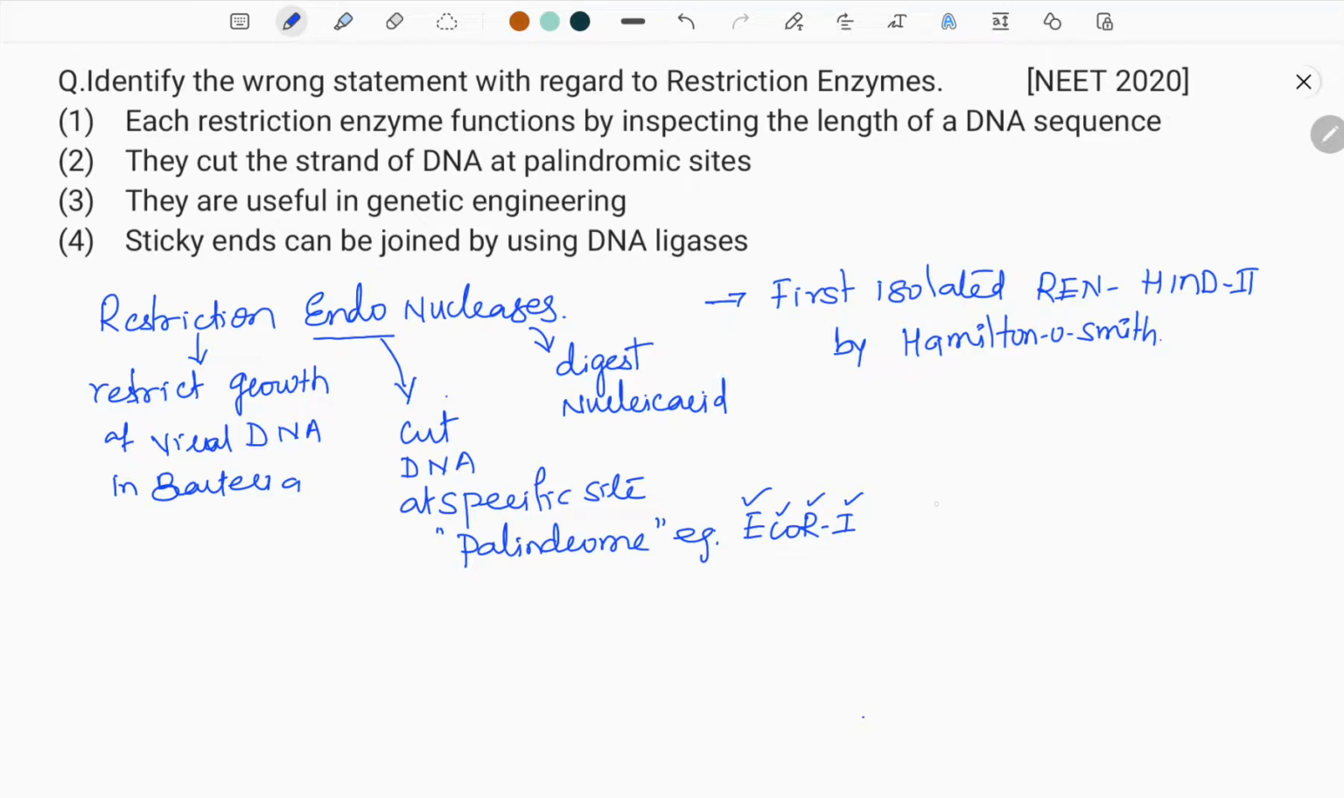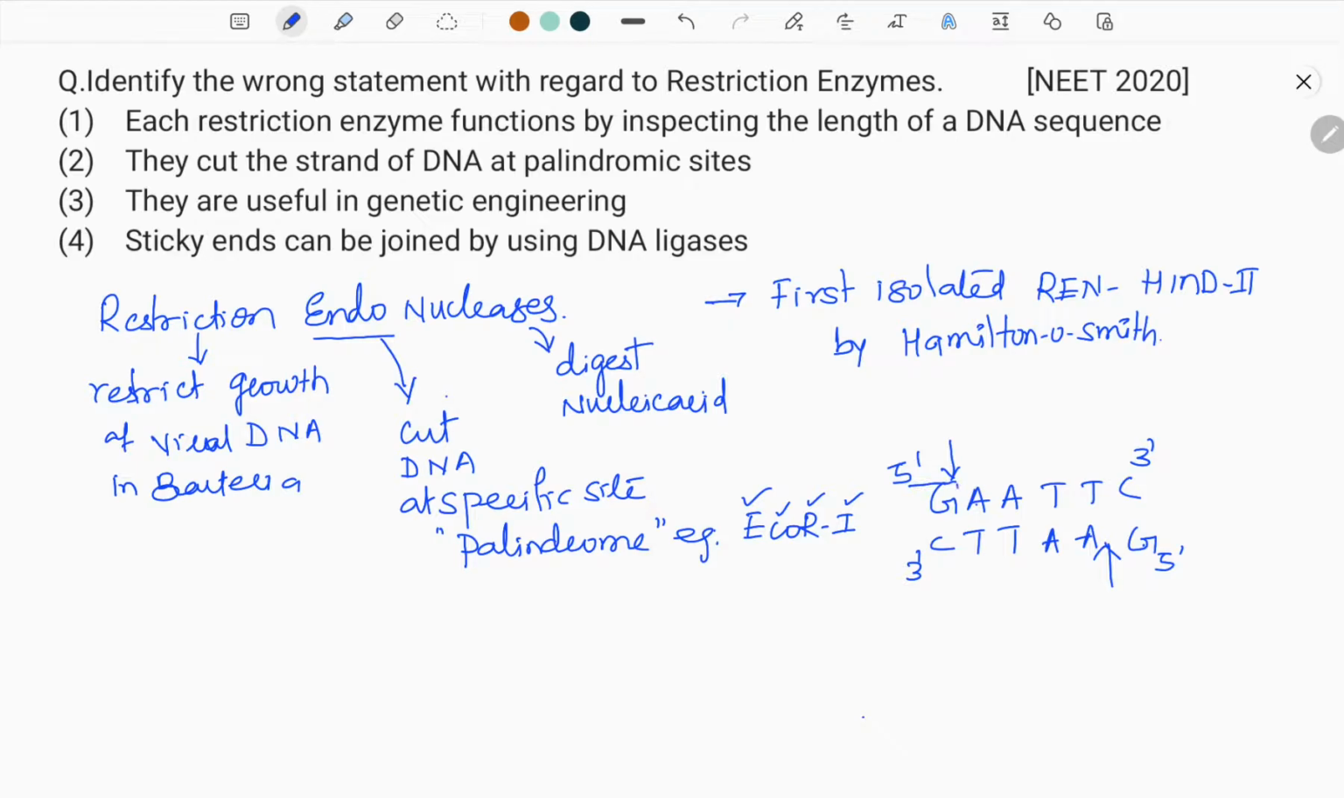So EcoRI will cut the palindrome in DNA, GAATTC. The other strand of DNA will also contain GAATTC. This is 5' to 3' and this is 3' to 5'. This is called a palindrome because when you read it in the opposite direction, from here to here, it will be the same, like GAA. So EcoRI will cut in between G and A from 5' to 3'.